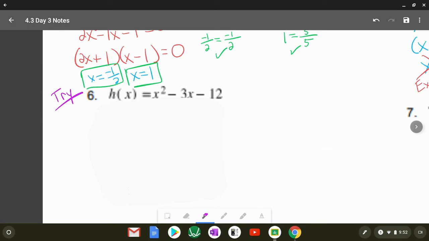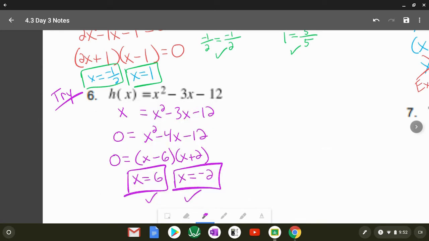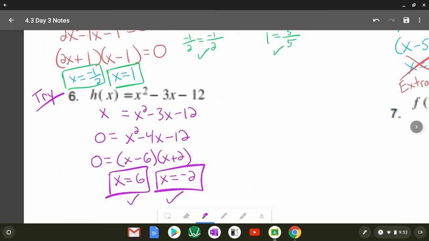All right, so for number 6, let's check the work again, replacing h of x with x. Move everything to one side. We did not multiply or square by a variable, so we don't need to check for extraneous solutions, and this one's nice where it does factor, and you get some nice solid answers.